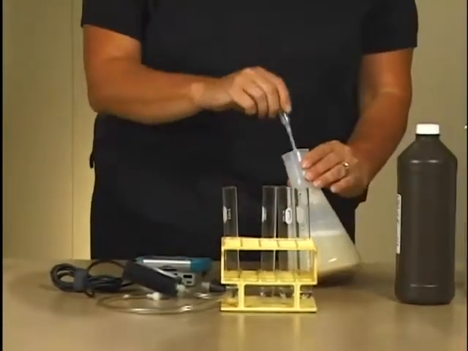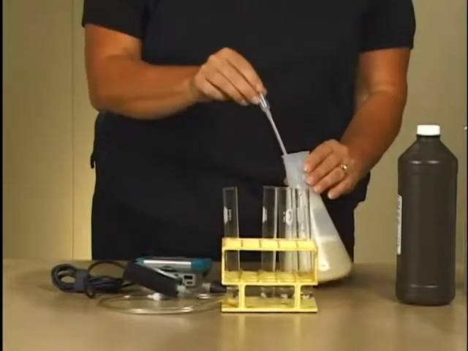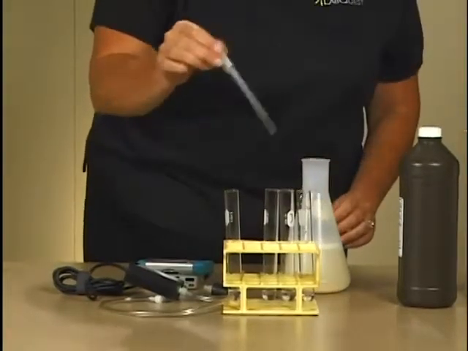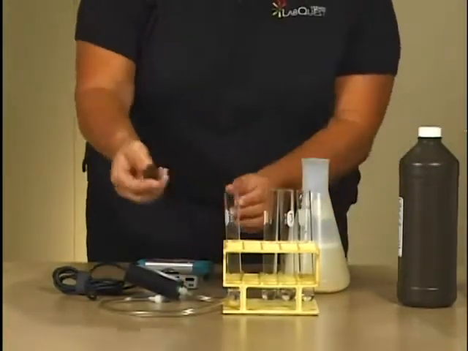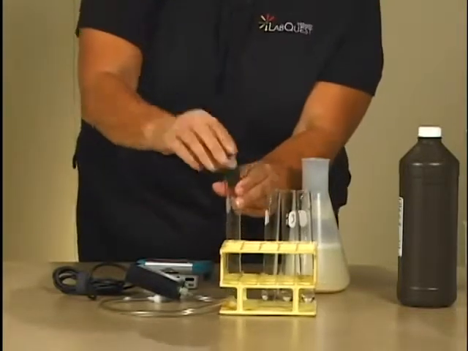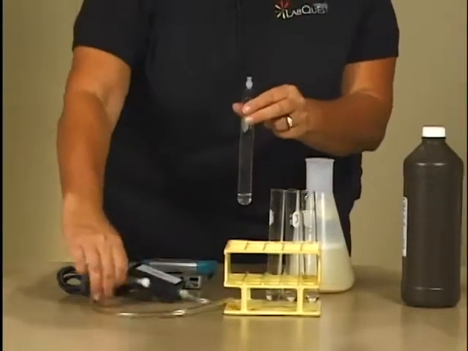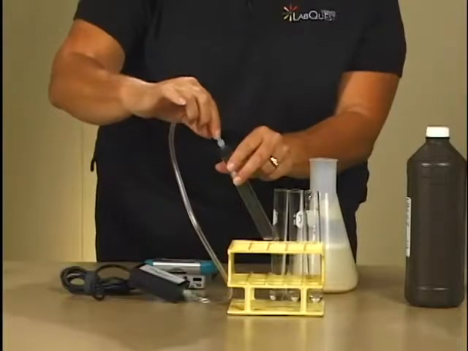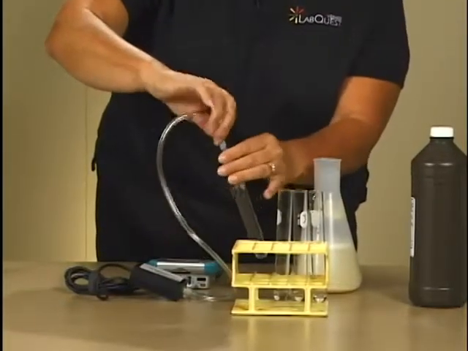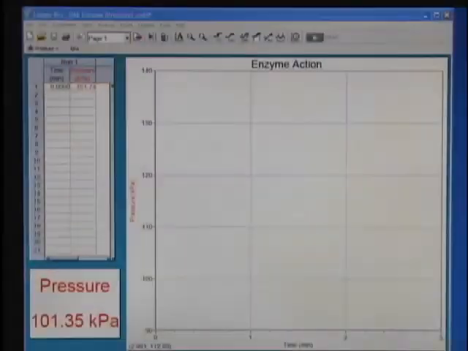Place 1 drop of the enzyme solution into test tube 1. Quickly stopper the test tube, swirl gently, and connect the other end of the plastic tubing to the top of the stopper, and start data collection.